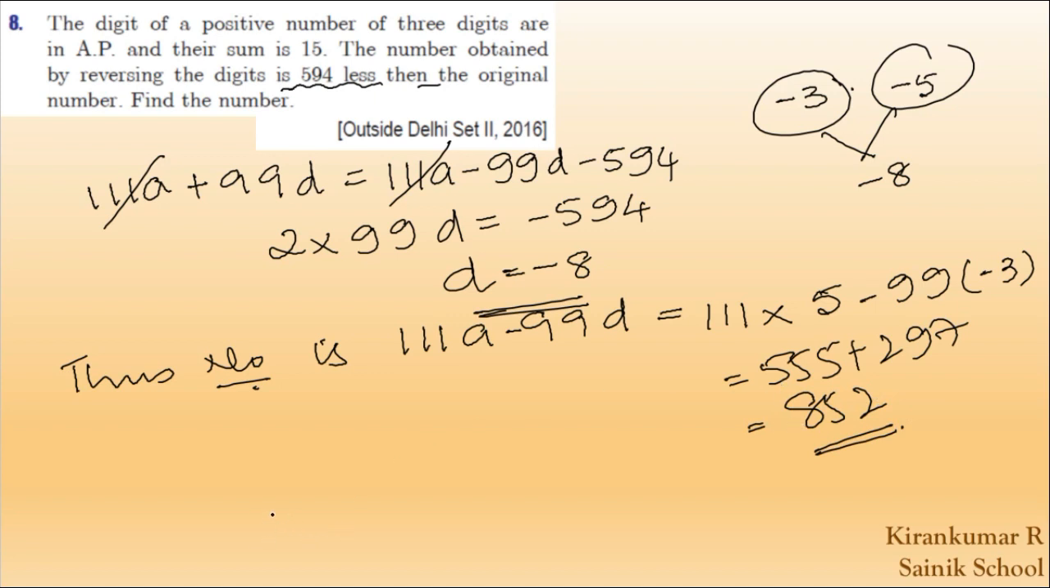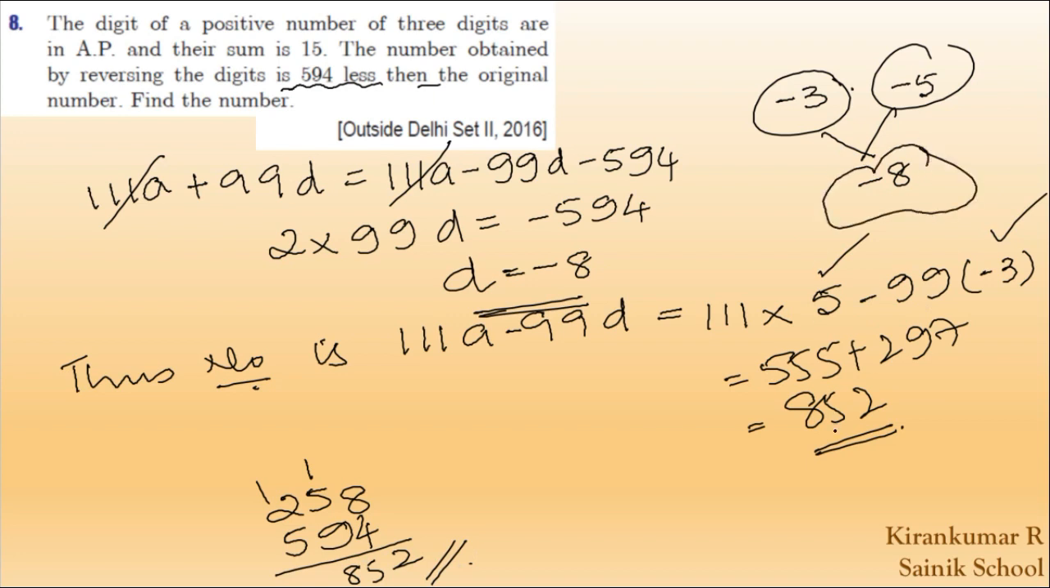Let us cross check. On reversing the digits, we get 258. When 258 is added to 594, what do we get? 12, 1 carry, 15, 1 carry, 8. It suits here. That is why I have to consider 5 and minus 3 over here, so that the difference is consistent. This is a little logical. If you solve it, you will understand.